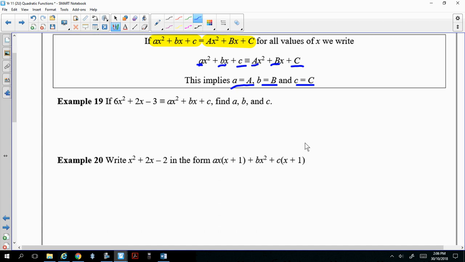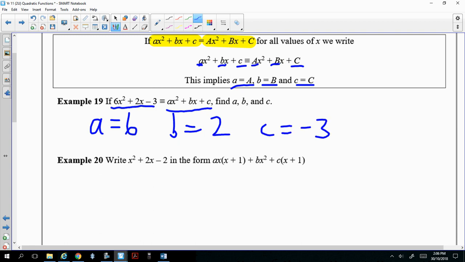So we'll do an example. If these two quadratic expressions are equal, then find the values of a, b, and c. All you have to do is just go a equal to 6, because this a equal to this 6, b equal to 2, because this b equal to this 2, and then c equal to -3. Okay, so that's a very simple example.